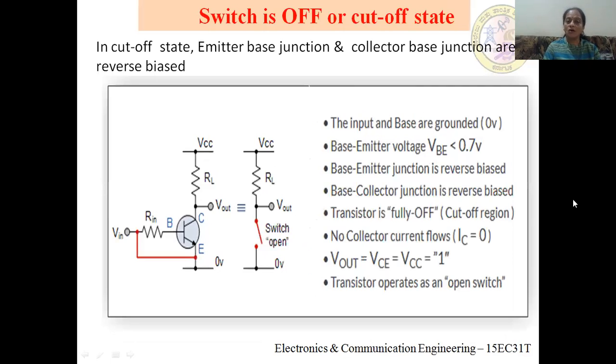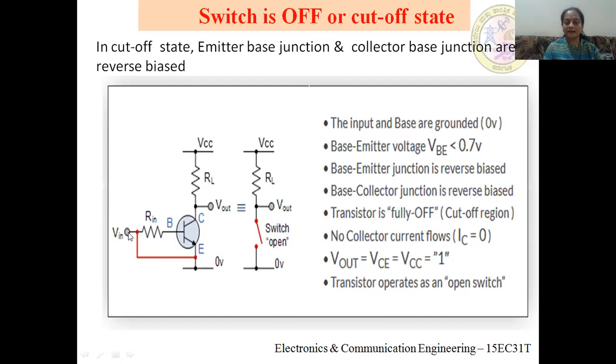Next comes an off. When we say that the switch is off, it is in a cutoff state. Cutoff state I have already told. In cutoff state, the emitter base junction as well as the collector base junction are reverse biased. So what are these emitter base? This is emitter and base, and this is collector and base. So this is the input circuit, whereas this is the output circuit.